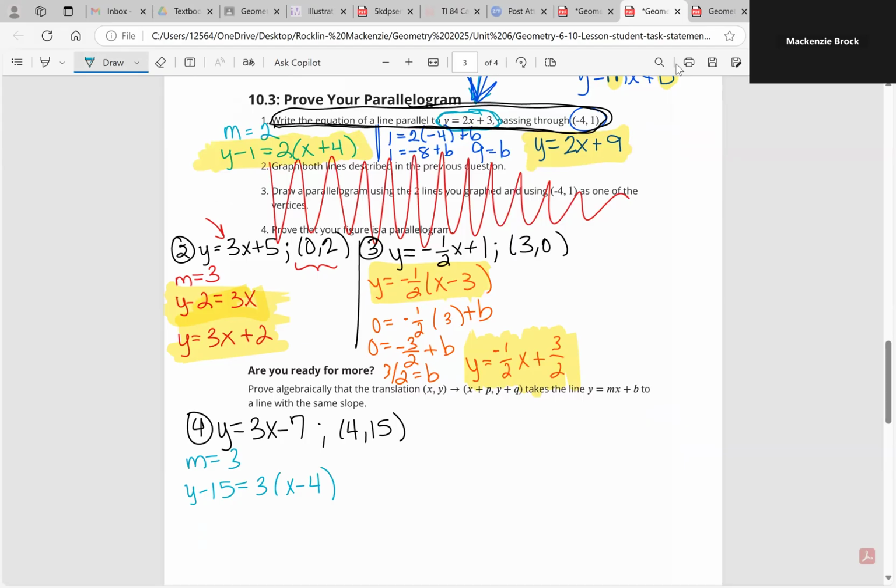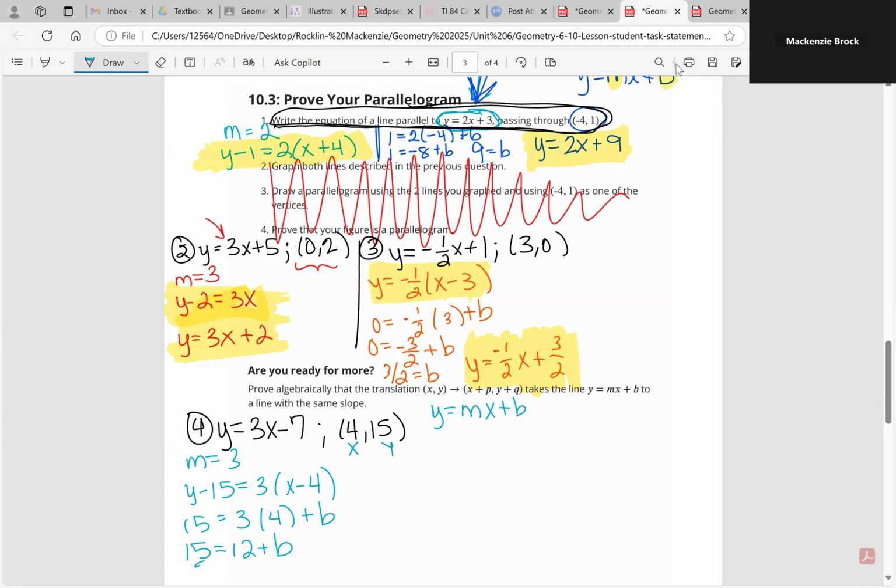For slope-intercept form, I need to figure out the y-intercept. So plug in your x and your y. This is going to be 15. So when I say plug in, I don't know if I told you this, I'm plugging it into y equals mx plus b. I don't know if I actually verbalized that. So 15 is equal to m, which is 3, times x, which is 4, plus b. So 15 equals 12 plus b.